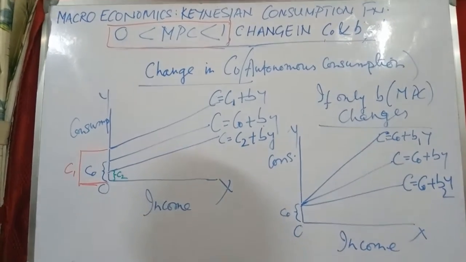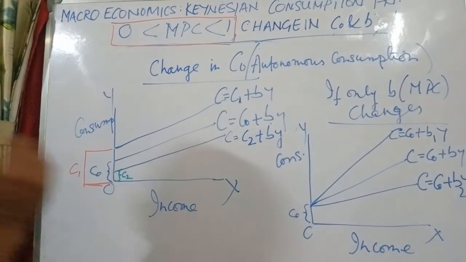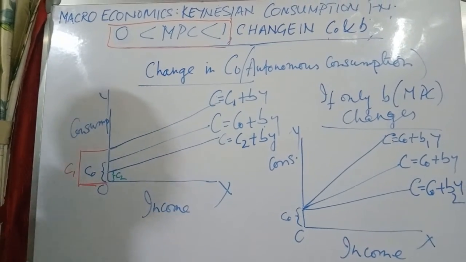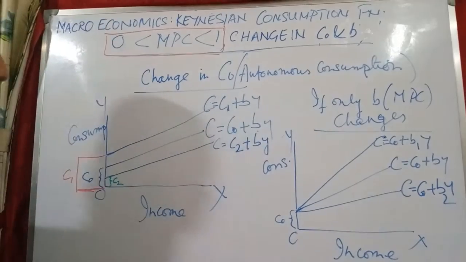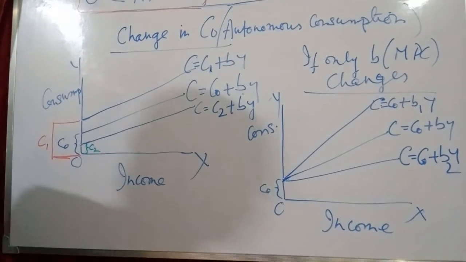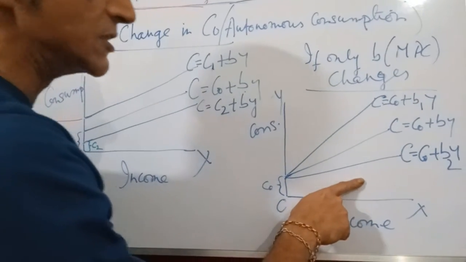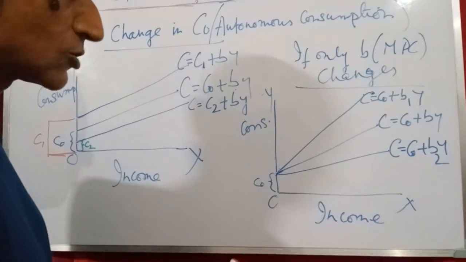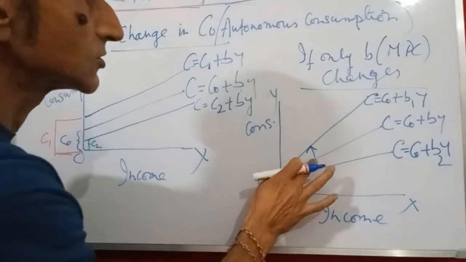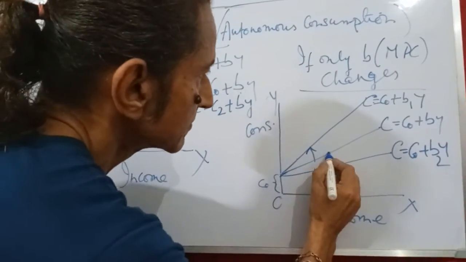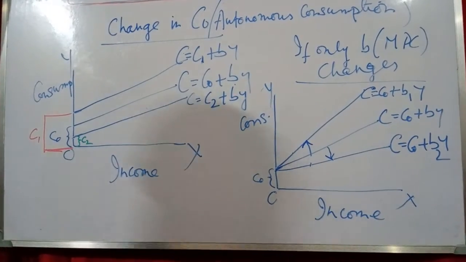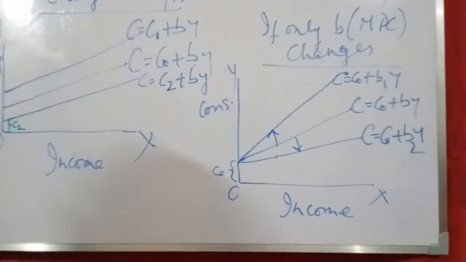So, if autonomous consumption changes without any change in marginal propensity to consume and income of the consumer, then the consumption line, that is C line, will shift parallelly either upward or downward depending upon increase or decrease in autonomous consumption. And when only B changes, that is marginal propensity to consume changes, that is delta C by delta Y changes, without any change in autonomous consumption and income, then the slope of the C line will change. As B increases, the slope will increase. You see, here B is increasing, and when B is falling, the slope falls. Okay? Yeah.